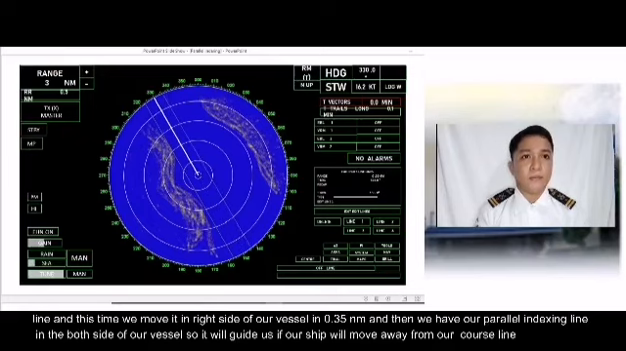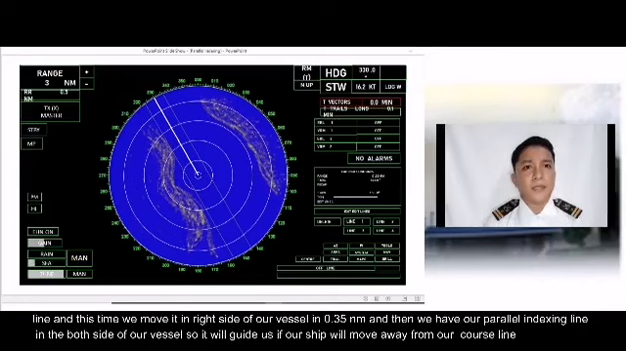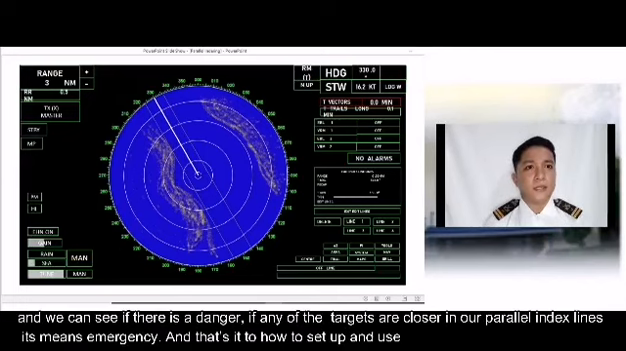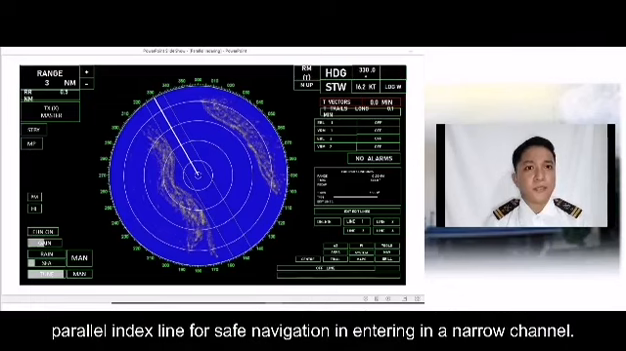And then we have our parallel index lines on both sides of our vessel, which will guide us if our ship moves away from the course line, and we can see if there is danger. If any targets are close to our parallel index line, it means emergency. And that is how to set and use the parallel index line for the safe navigation of entering a narrow channel.